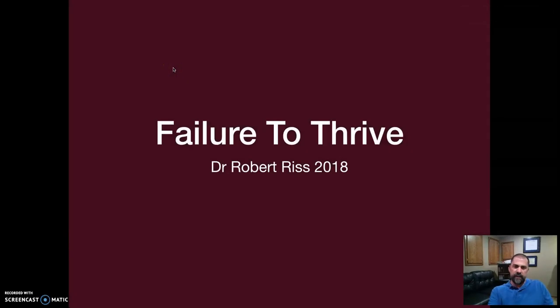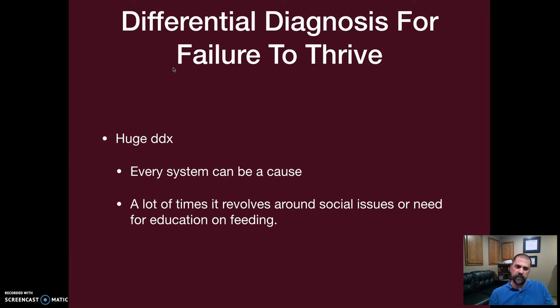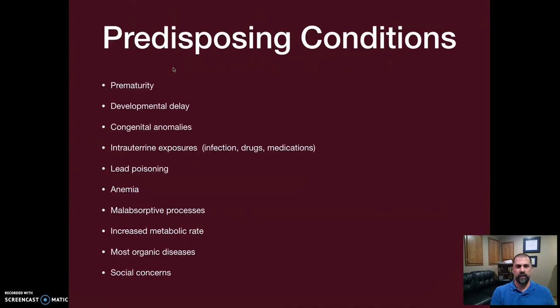All right, let's talk about failure to thrive. So the differential diagnosis for failure to thrive is pretty extensive and it involves basically every system. However, a lot of times within the hospital, it revolves around social issues or just need for education on feeding. Predisposing conditions are quite a few: prematurity, developmental delay, congenital anomalies, intrauterine exposures, lead poisoning, anemia, malabsorptive processes, anything that increases the metabolic rate, most organic diseases, and social concerns.